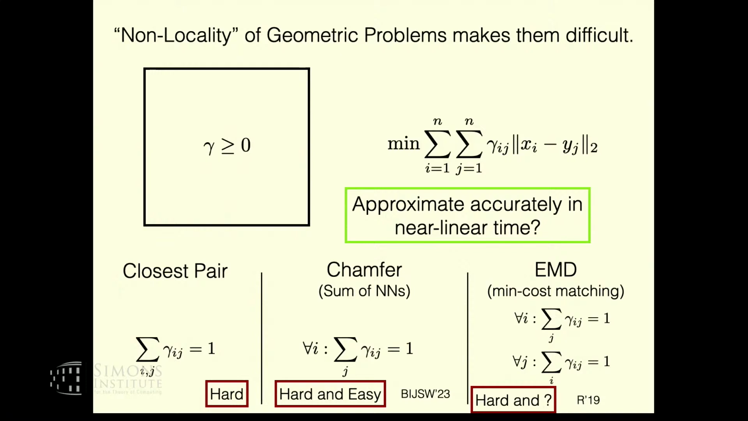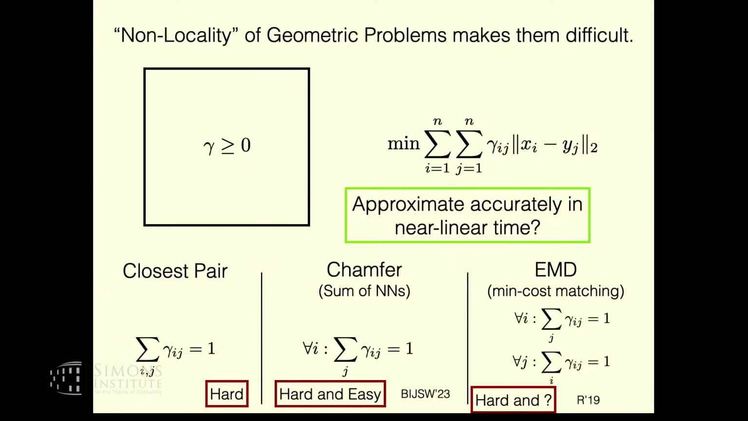So if you didn't care about outputting a sparse representation of gamma, which is hard, and you just wanted to approximate this cost, it turns out there's a 1 plus or minus epsilon approximation algorithm that runs in n polylog n time. This is joint work with Ainesh Bakshi, Piotr Indyk, who's going to speak about it tomorrow, Rajesh Jayaram, and Sandeep, who's in the audience. So this middle problem is hard to output a solution for, but easy to approximate the cost of the solution.